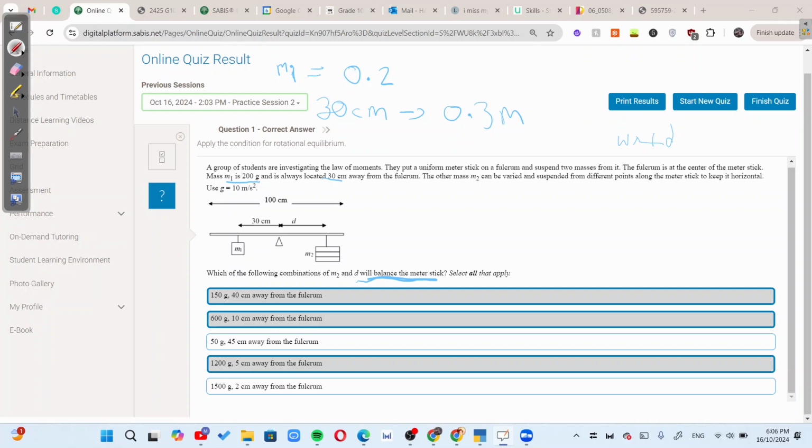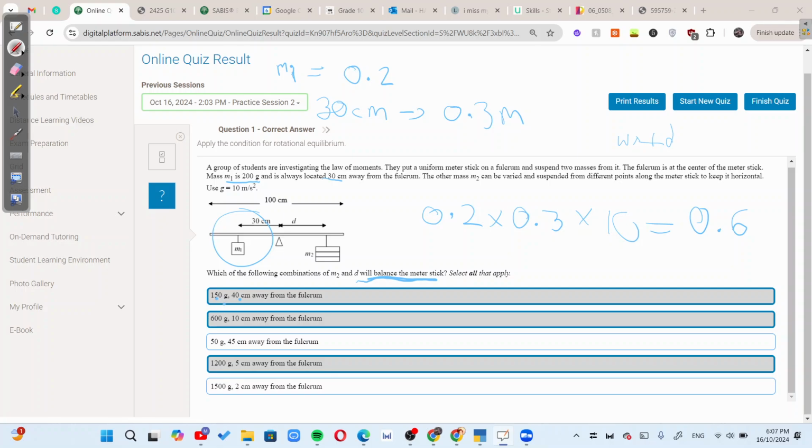So what you do is you do 0.2 times 0.3 times 10, which is your gravitational acceleration. You're going to get 0.6. Once you get 0.6, you know this side is 0.6. So now you need to see what mass and what distance is going to make this side 0.6. All you have to do is see the mass, see the distance, and multiply by 10.